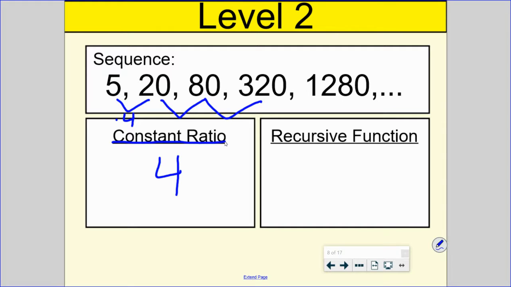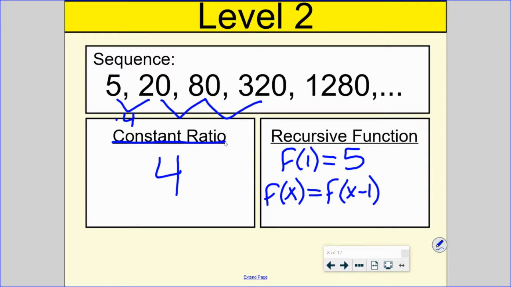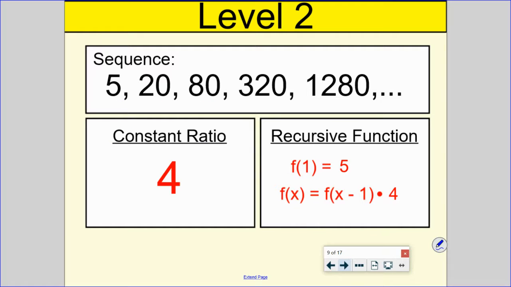So for our recursive function, we state what the first term in the sequence is. The first term in this sequence is 5. And remember that for a recursive function, we have to state what's happening every time as well. So for any number in the sequence, you take the number before that and multiply it by our constant ratio, which is 4. So here's our recursive function for this sequence. And we double checked ourselves when we got that correct.